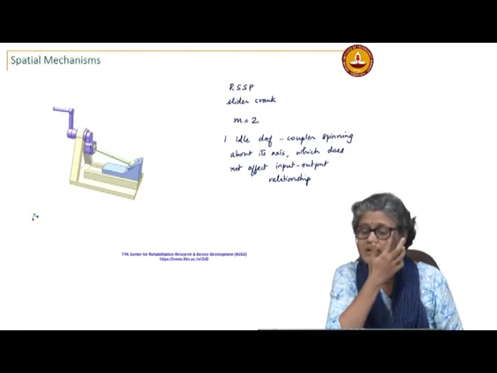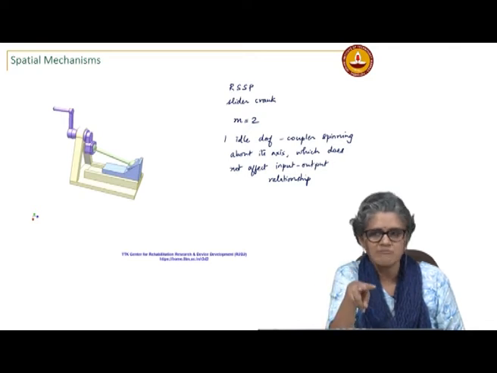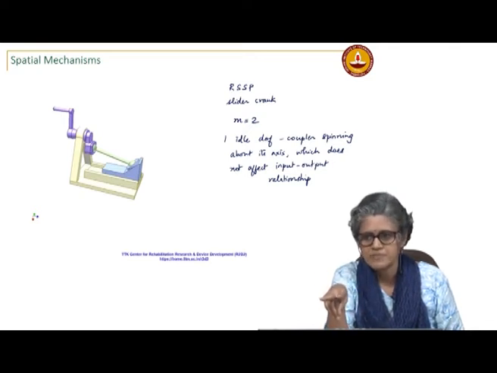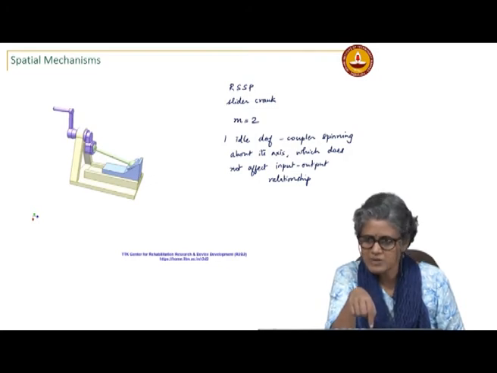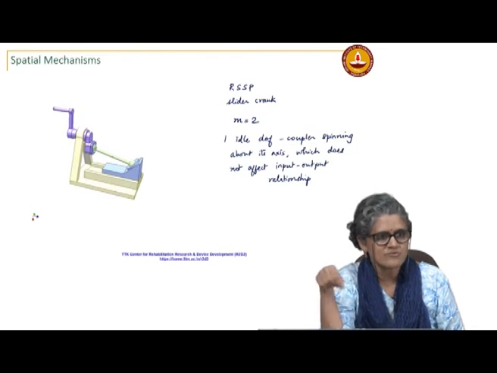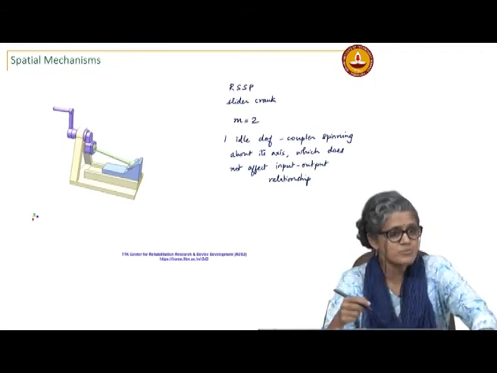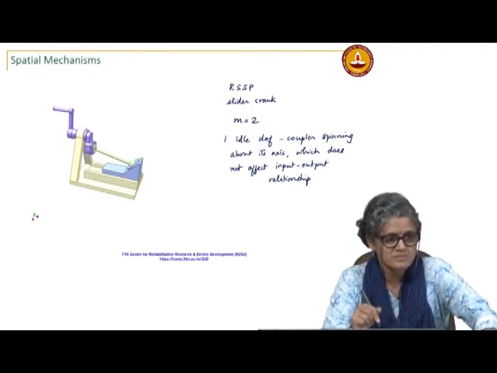Then you would need an additional input to the mechanism, because when you have mobility 2 you need 2 inputs. Here you can get away with one input because it does not matter what the orientation of that coupler rod is. Otherwise you would say that is an additional input you have to give the mechanism.